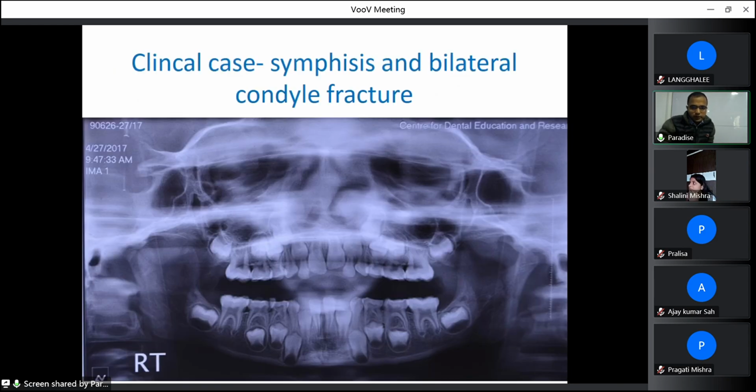And this is one of the case we have operated. What significant finding can you see in this case? It is the OPG of a pediatric patient we have operated, we have treated. You can see most of the permanent teeth are in erupting phase, tooth buds are there. It is the OPG of 8 years old patient.